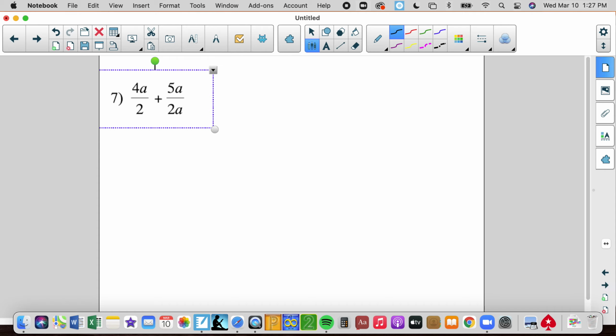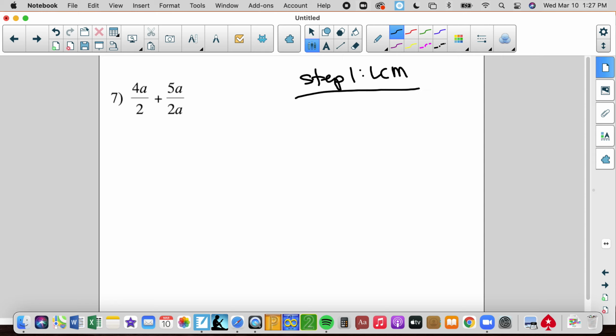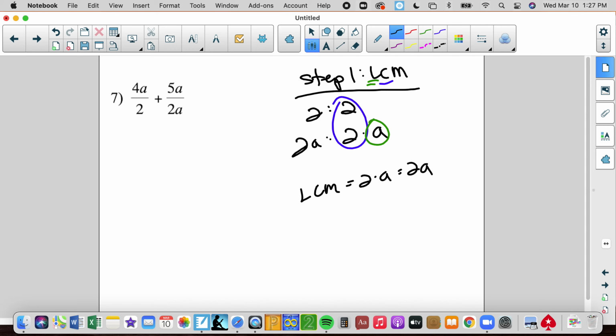Number 7. Number 7's our first unlike denominators. So prime factorization of 2 is 2. Prime factorization of 2a is 2 times a. What do they have in common? A 2. What do they have left over? An a. So my LCM is going to equal 2 times a, or 2a.